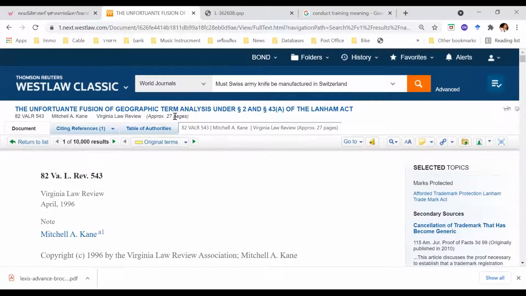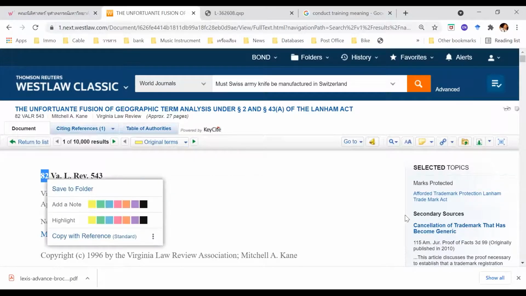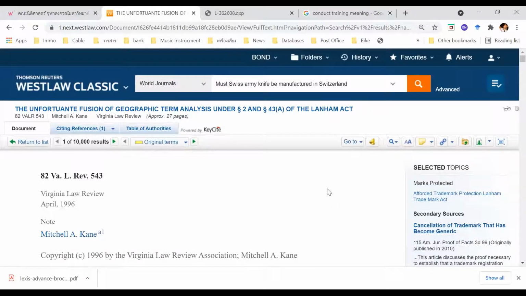They have three major things contained in citation format. The first one, 82, indicates the volume number. So you can know that it is volume number 82. From the title, it means the publication title, Virginia Law Review.